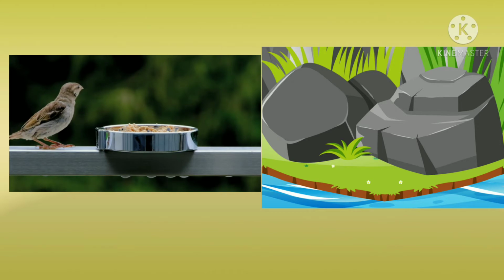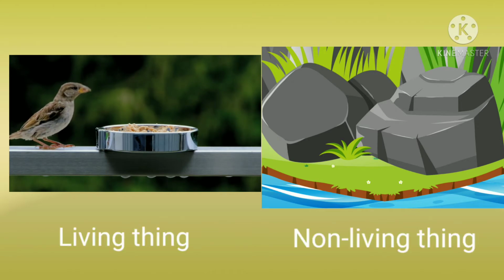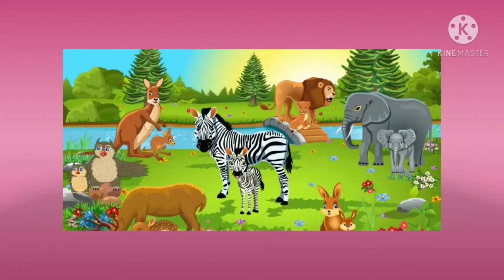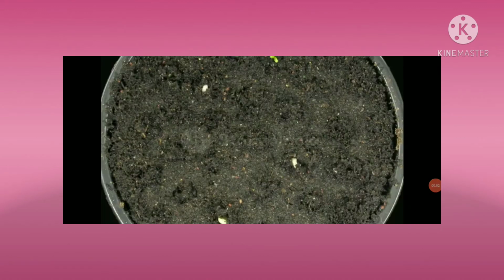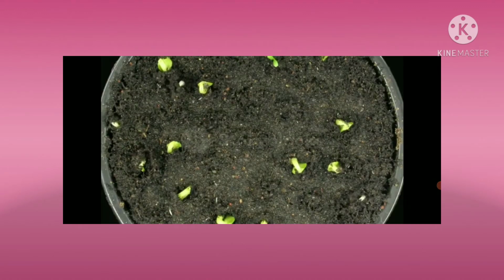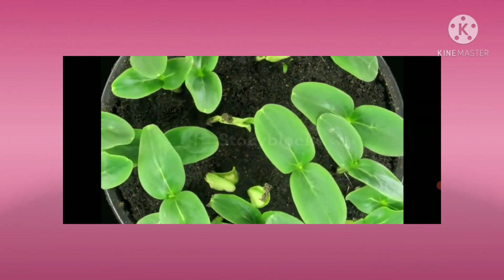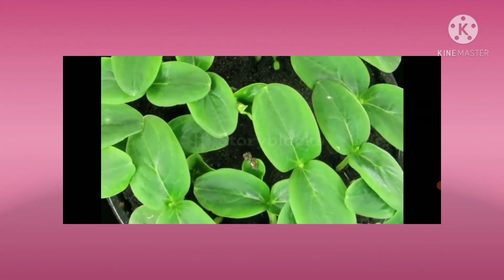Why do we see these differences between the sparrow and the stone? The sparrow is a living thing and the stone is a non-living thing. Things in our surroundings are of two types, living things and non-living things. Living things are of two kinds, plants and animals. Animals have babies and seedlings grow from seeds. The seedlings then grow into plants. This tells us that plants are living things.